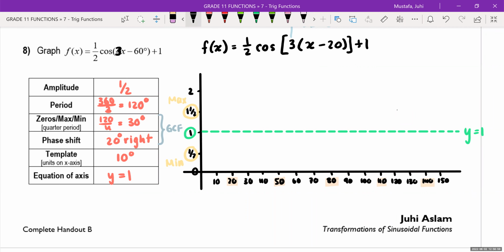My graph is a positive cosine graph, which means the shape of it is going to look like this. We're going to start at the maximum value 20 degrees to the right. So the first point is going to be there. Then we're going to move the next quarter period over and back to the equation of axis. Move over a quarter period and go to the minimum. Quarter period and equation of axis. Quarter period and maximum.